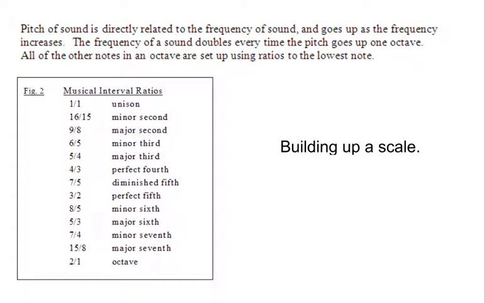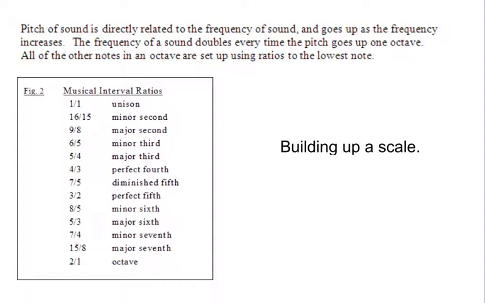So I have for you here the ratios that make up an entire scale, from the lowest note on the scale, like the do note, to the highest note, the high do. Every time you go up an octave, you double the frequency. And then all the other 12 notes on the scale are defined by certain ratios.